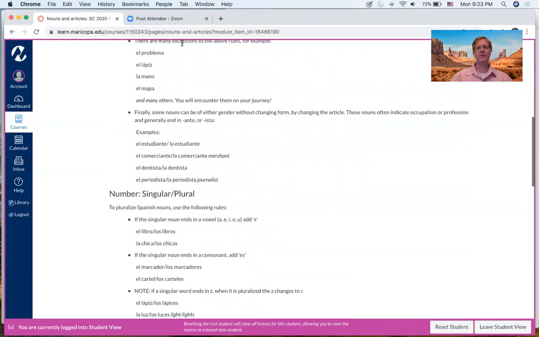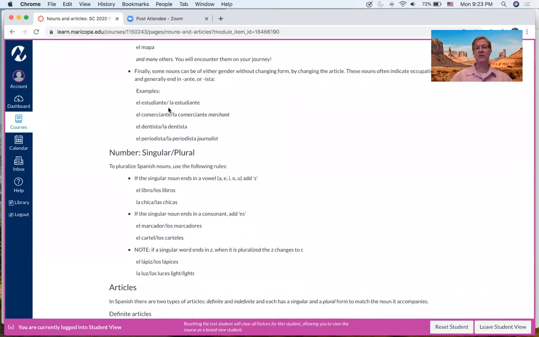Bien. Some exceptions. Now, there are some nouns that don't change ending with masculine and feminine. These nouns always refer to people, usually occupations or professions, and we change the gender of the noun simply by changing the gender of the article. For example, el estudiante, the male student, la estudiante, the female student.